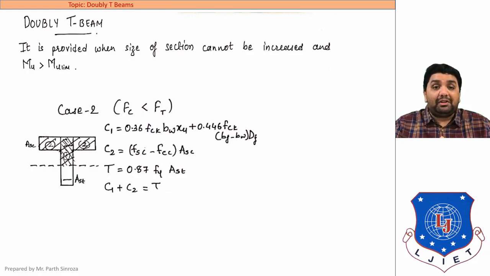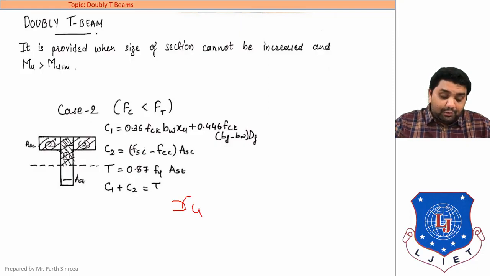That means the neutral axis will be in the web, and as the neutral axis is in the web, Xu will always be greater than Df. So here I have considered two portions. The first, I have considered this portion, that is a vertical rectangle, and named it as section 1. So this will be our section 1, and the horizontal portion of the flange will be our section 2.